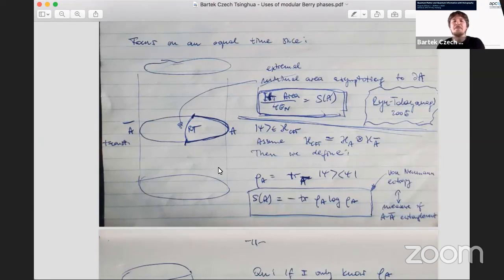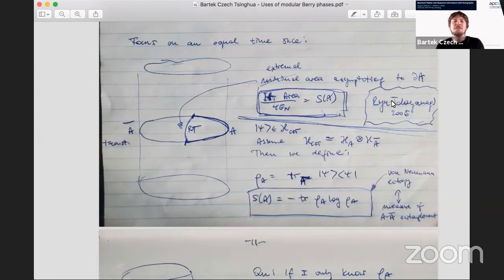I can take a quantity called the von Neumann entropy, which is just minus the trace of rho log rho, with rho defined this way. And this is what we call the entanglement entropy of A. It's some measure of the entanglement between A and A bar.